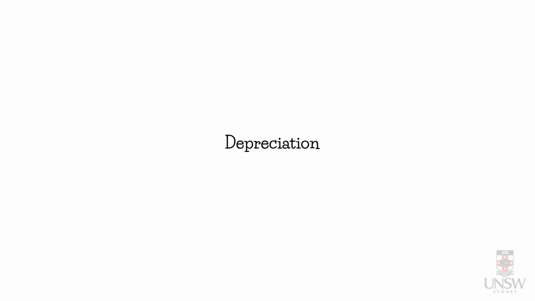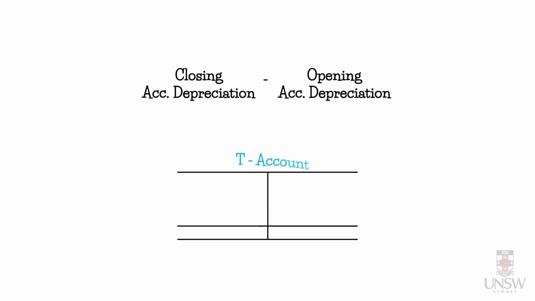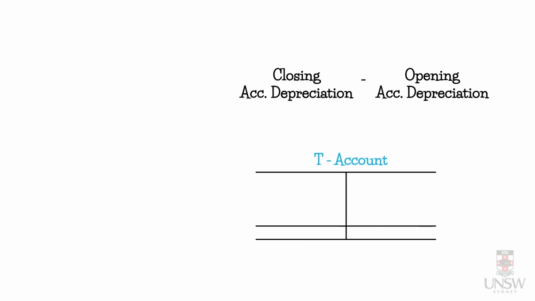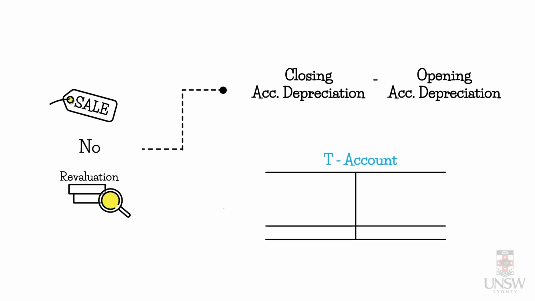There's two methods for calculating this depreciation. There's the shortcut method, which is the closing balance of the accumulated depreciation minus the opening balance of that accumulated depreciation. The long way is to do the T account for accumulated depreciation. So the shortcut has a rule that for that non-current asset, you can only do that rule if there's been no sales and no revaluations. That's because sales and revaluations result in a decrease in accumulated depreciation, and that will prevent us from being able to do the shortcut of the closing minus opening balance. So it wouldn't calculate properly.